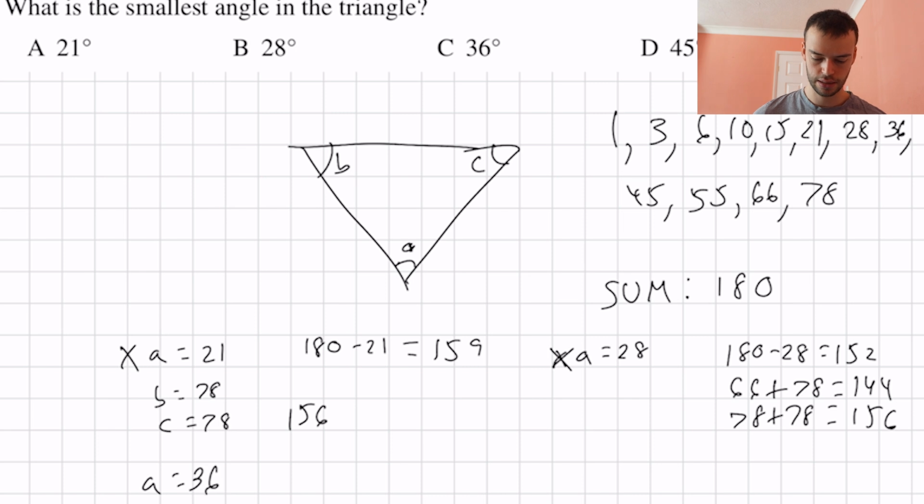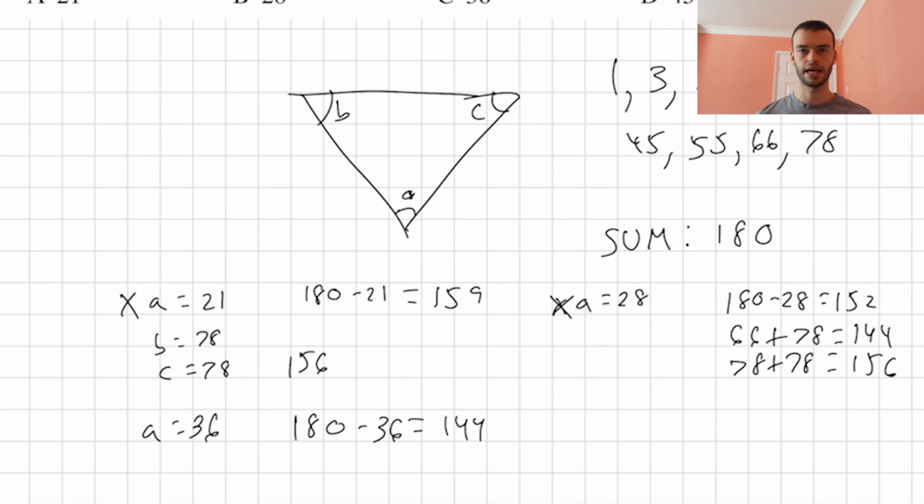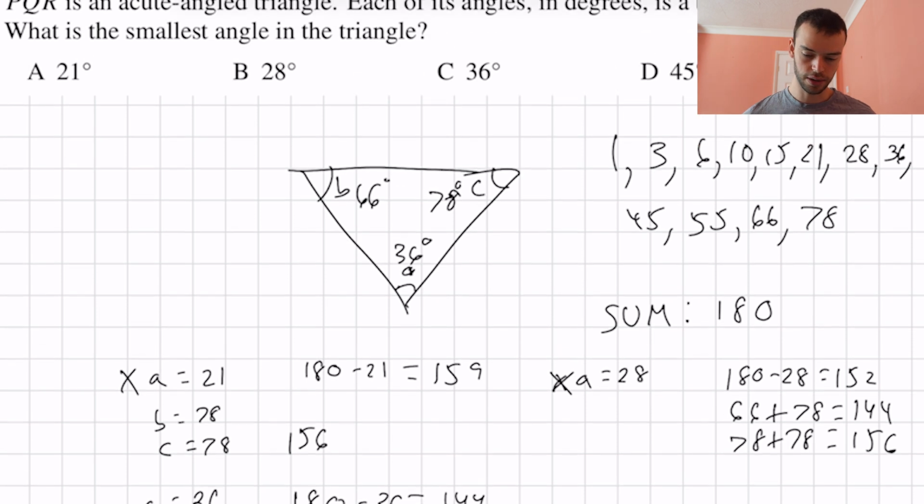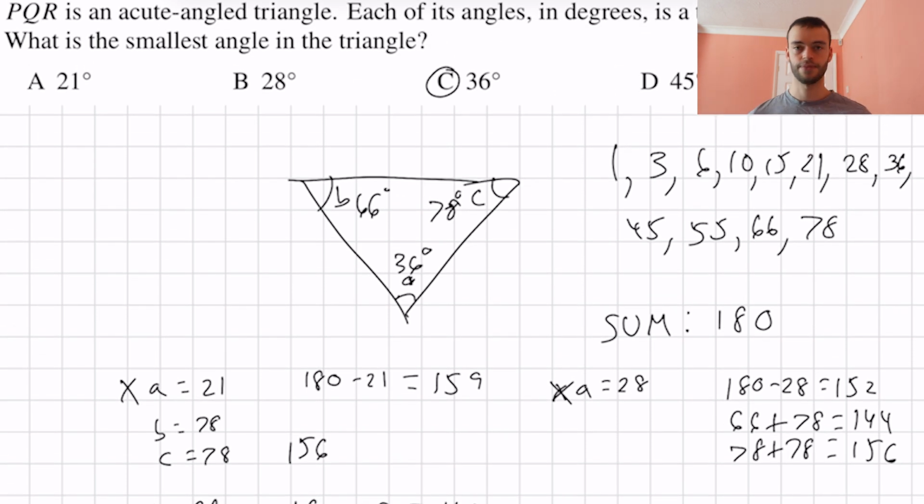So if A equals 36, what is my new target number? 180 minus 36, which is 144. Aha, I've seen previously that 66 plus 78 equals 144. Therefore, it is possible to create an acute angled triangle with angles 36 degrees, 66 degrees, and 78 degrees. Therefore, the final answer is C, 36. And we're done with the question.